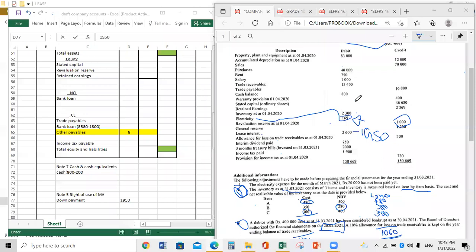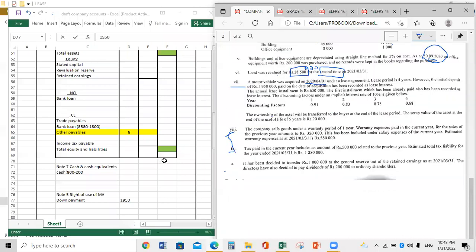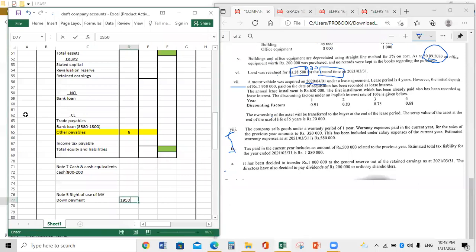Now go to the next one. They say paid on acquisition. The annual lease installment is 650. The first installment which was paid was recorded in lease interest. They also made a mistake there.